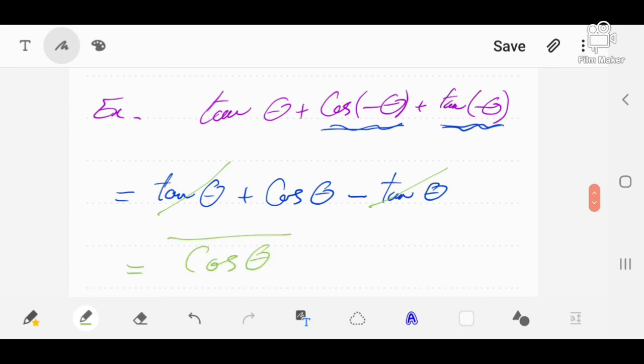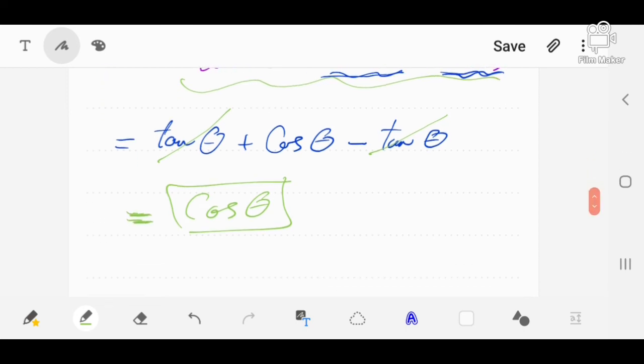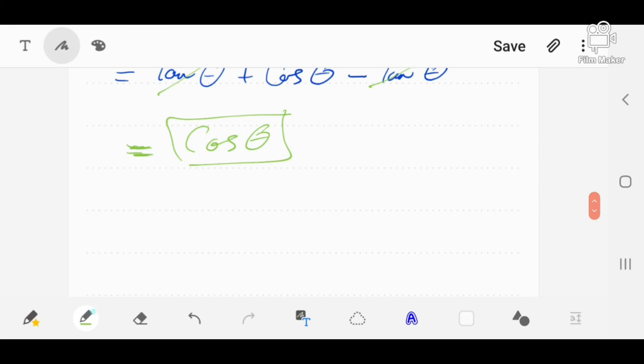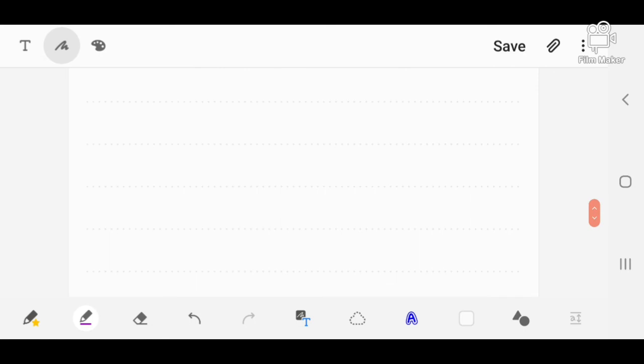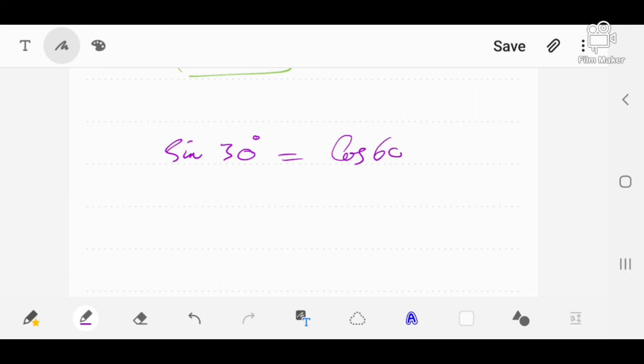These are the main fundamental identities, but let's have a closer look at something that we talked about at the introduction of trigonometry. In the introduction, we said that sine 30 degrees is the same as cosine 60 degrees, if you remember. And what are 30 and 60? 30 and 60 are complementary angles, so 30 plus 60 is equal to 90 degrees. They are complementary angles. What does that mean?